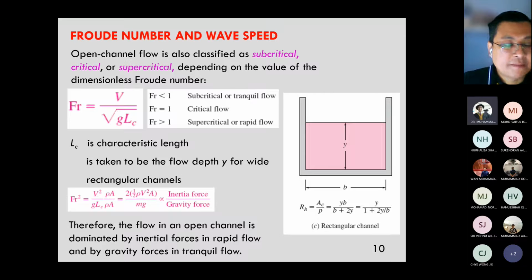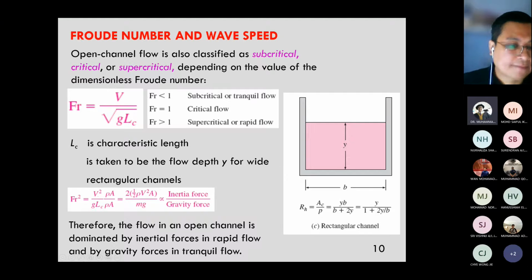Okay, now we go to other properties to measure the condition of the flow in the open channel. We can use the properties of Froude number and the wave speed. Okay, if Froude number is less than 1, we call it subcritical or tranquil flow, and equal to one is critical flow, and bigger than one is supercritical or rapid flow. How to calculate a Froude number by formula: V over square root of g Lc. V is the velocity, Lc is the characteristic length, the characteristic length of the channel.